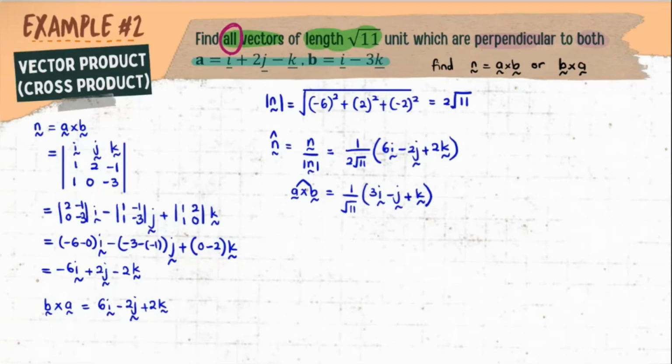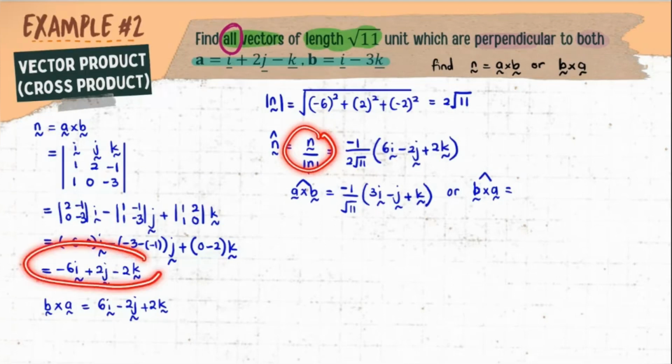Okay, ini untuk A cross B, or untuk B cross dengan A hat, it will be negative. Saya terbalik lah. Oh yes, saya terbalik. Kejap. This one should be ada negatif dekat depan dia sebab n ini dia punya vektor adalah negative 6 plus 2j minus 2k kan.